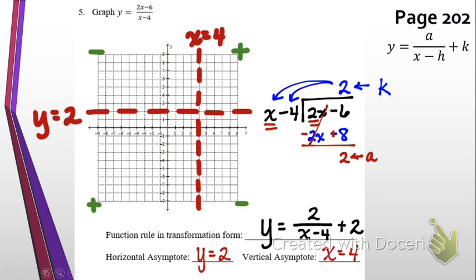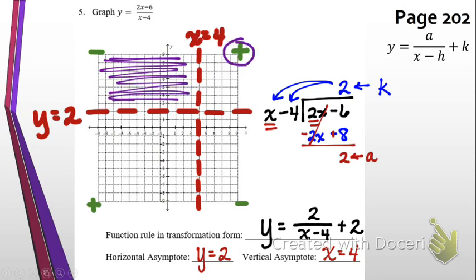And now all I need to do is count. How far do I count? 2 units. I need to scribble out which ones. Scribble out the negatives. Hang on to the positives.